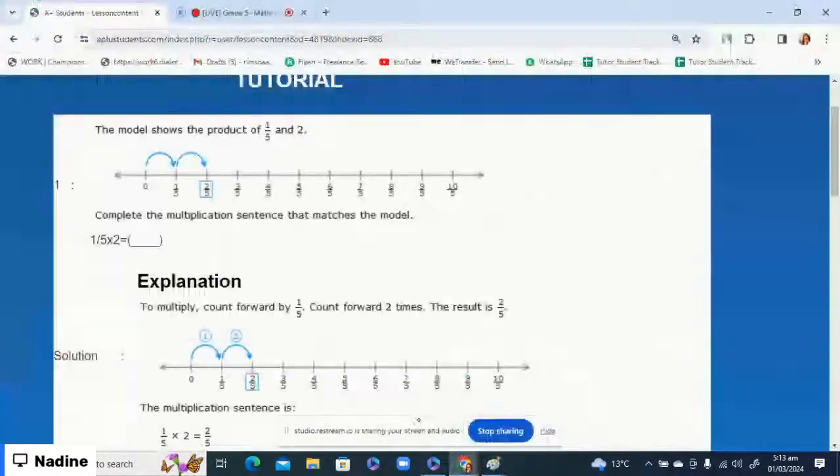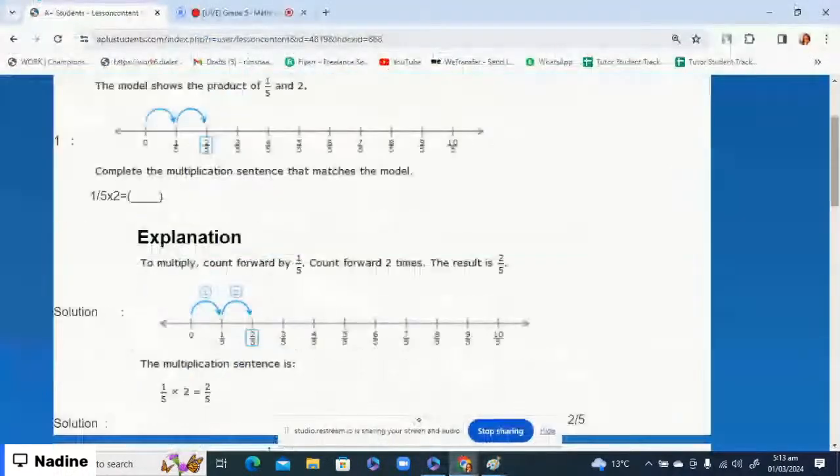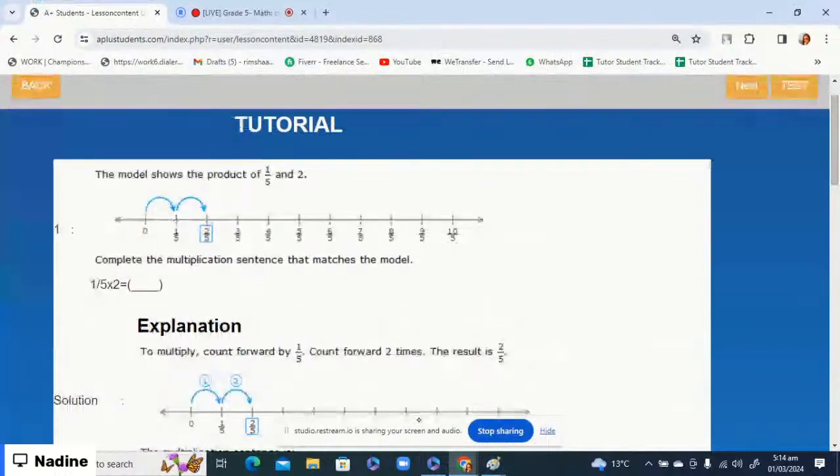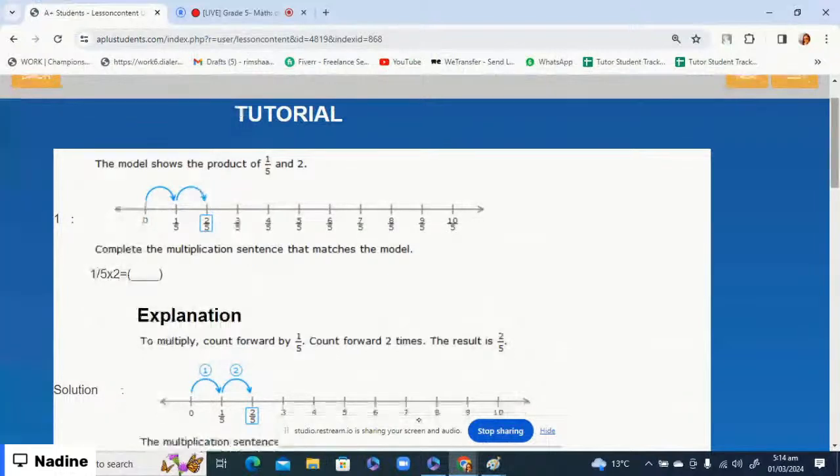Okay. Now that we have found our answer 2 by 5, let's check where 2 by 5 lies, because the number line is already given. So at this place 2 by 5 lies. So we can say that this is basically the 2 by 5.